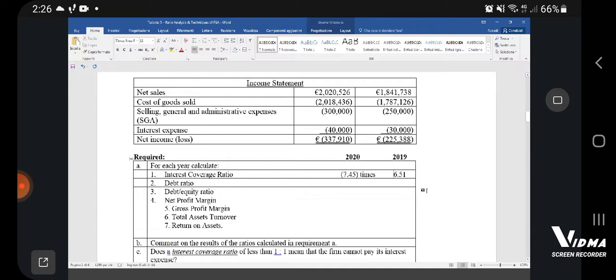I do not have a very friendly keyboard. I have problems with my eyes and my glasses, so you will excuse me all the troubles, okay? Thank you. So we continue with the debt ratio.